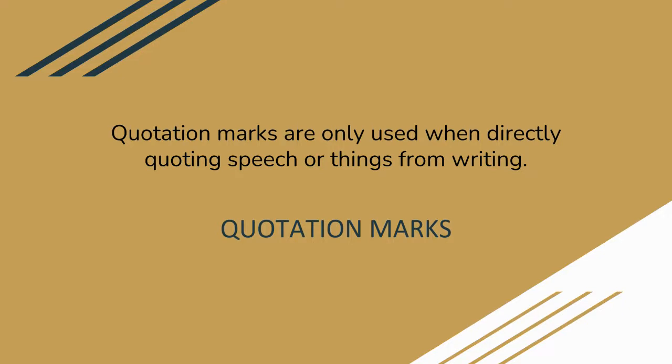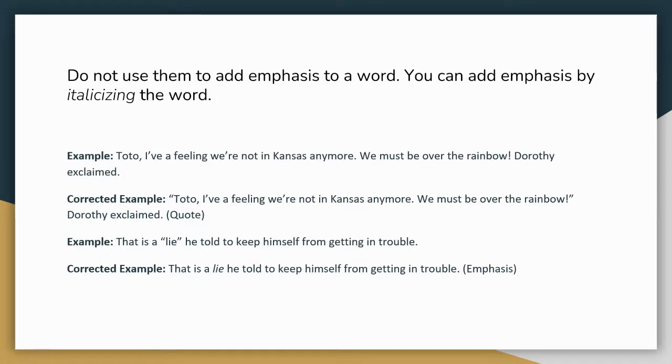Next, we have quotation marks. This is something students, and not just students, people often use incorrectly. Quotation marks are only used when directly quoting speech or things from written text. Only when you're quoting stuff directly, word for word. You will not use quotation marks to add emphasis to a word, which a lot of people do. You can add emphasis by italicizing the word.